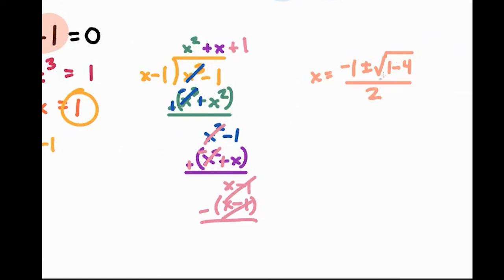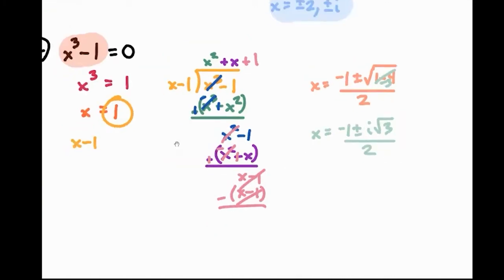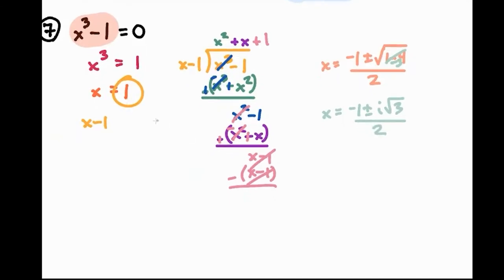Okay, I'm going to simplify this out. This ends up being negative 3 in here. So you're doing the square root of negative 3. So x should be equal to negative 1 plus or minus i times the square root of 3 all over 2. Okay, so we have the other 2 solutions now. So now what we can do is make the factored form for this.